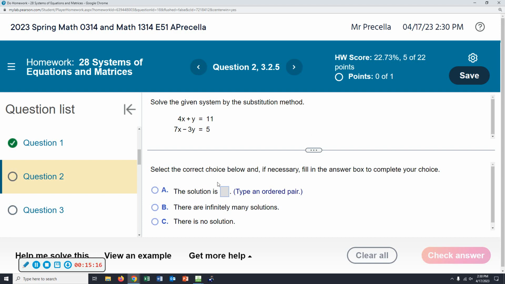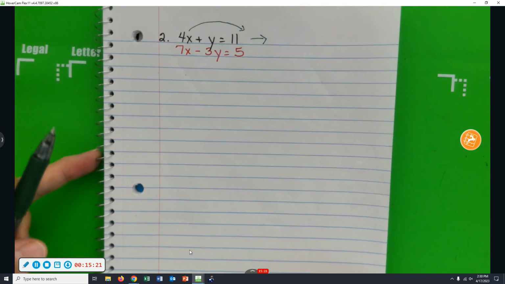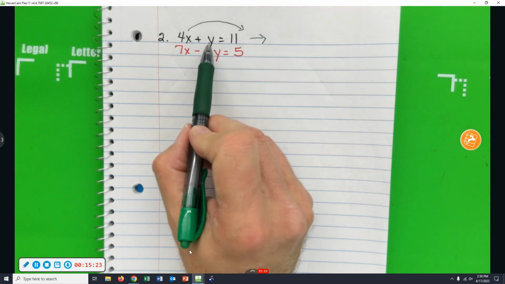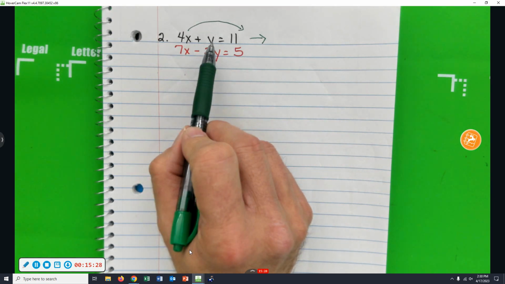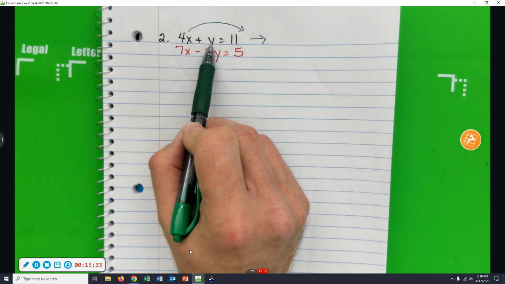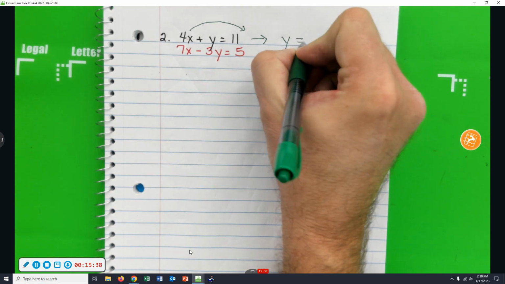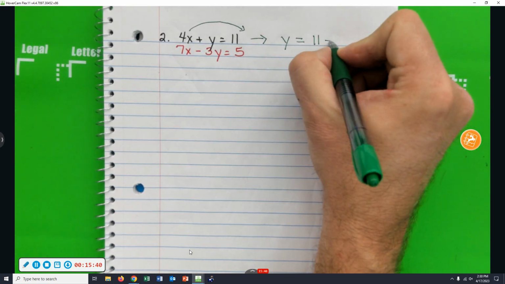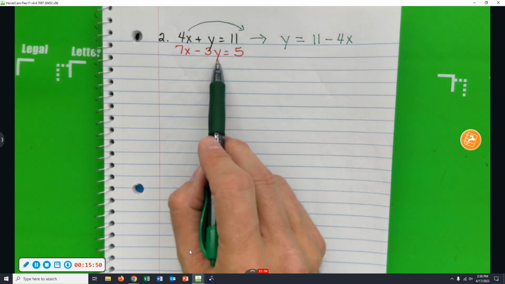Okay. So I'm trying to get one of these variables by itself. And the easiest one to get by itself is this black y, because then I'm not going to wind up with any fractions. I have y equals 11 minus 4x. Did y'all hear that? You put that into that other equation.